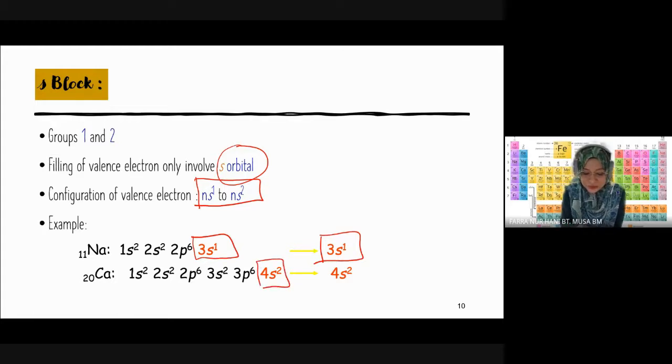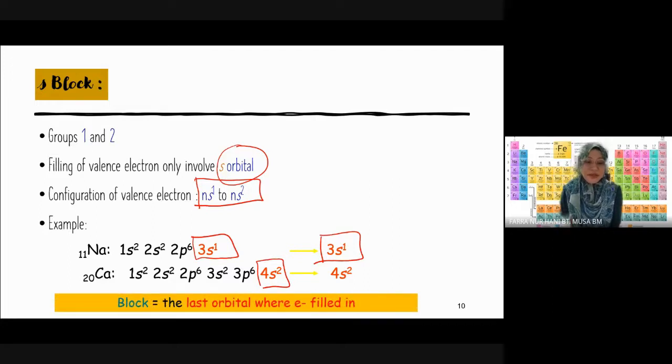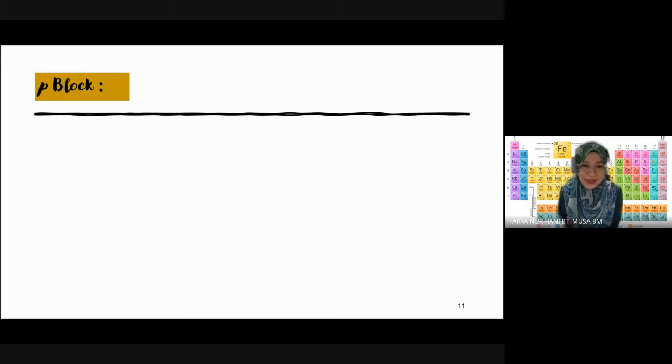Ni valence electron configuration for calcium pula. Okay. Ni kita panggil the core electron. Selain daripada valence tu, we call it core electron. Okay. So the valence electron hanyalah 4s2. Okay. So this is S block lah. Alright. So we can conclude that yang ni saya tambah. Okay. The block is the last orbital where electron fill in. Bila kita isi electronic configuration tu, okay, the last electron we fill in, that is the block. Okay, so this is S block. Okay, maksudnya S. Alright, boleh? Boleh nak? So kita tengok contoh lagi, saya tengok satu-satu.